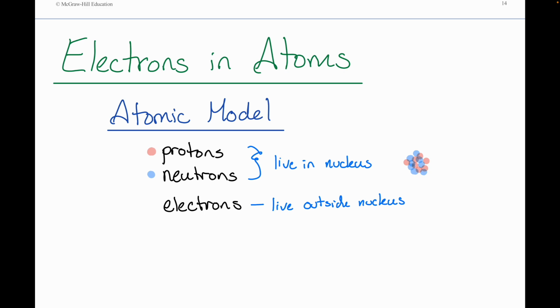The other reason that we really care about this is because electrons are the things that are involved in bonding. The protons are there to serve as that positive charge in the middle, but a lot of the interesting stuff happens with the electrons. So we're going to spend a lot of time defining our picture of what electrons look like in atoms.